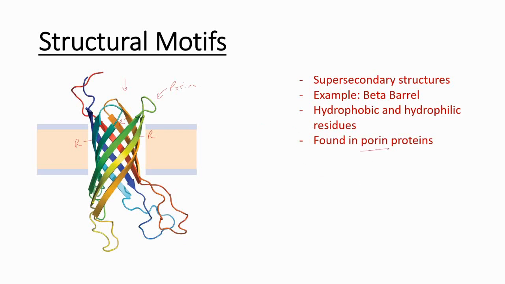Examples of porins are, for example, LamB, found in bacteria, and this is involved in uptake of maltose. Another protein which contains the beta barrel is called TolC. This is also found in bacteria, and it's responsible for efflux of drugs, giving rise to drug resistance.